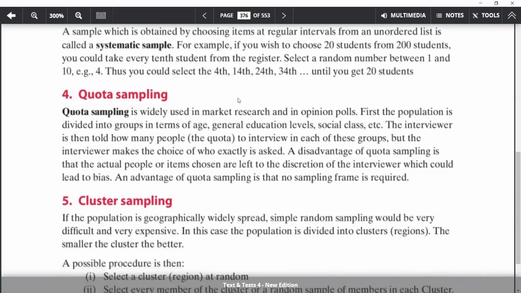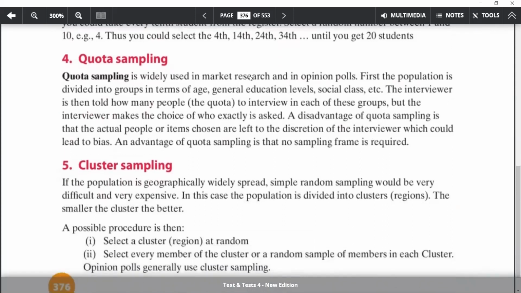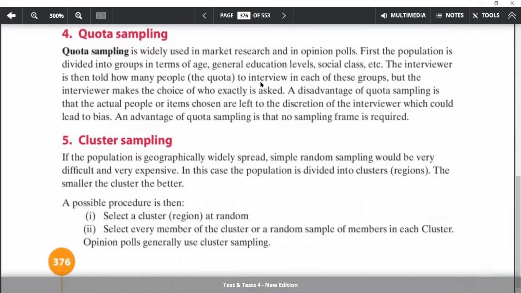Quota sampling is one used by market research companies, where they'll tell an employee to go out and get 100 responses to a survey. But the problem there is the employee might just go out and ask their friends, or they might ask everyone on one street. They might not have a very good level of randomness about how it comes back. But you do get all of the data that you need, which is an advantage, because sometimes just getting enough responses can be an issue.